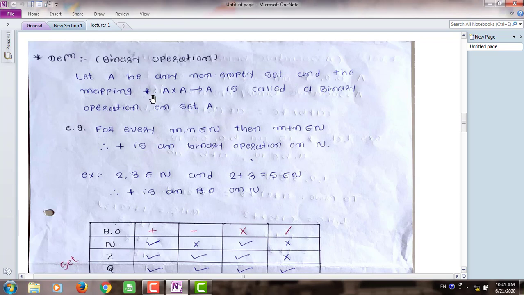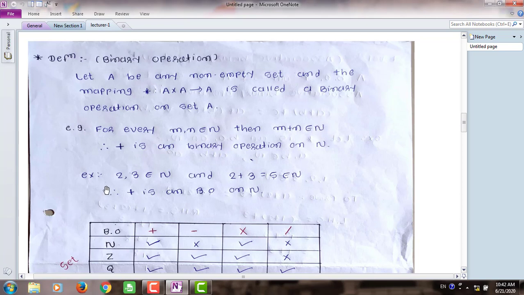It means that star is a binary operation on set A if any two elements from this set, when we apply the binary operation star, give an answer in set A. Then star is a binary operation on set A. For example, for every m, n belonging to natural numbers N, it means that any two elements m and n belong to N, then m plus n also belongs to N. Therefore, plus is a binary operation on natural numbers N.